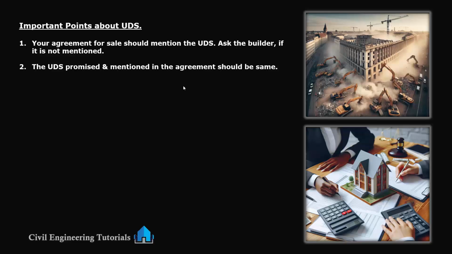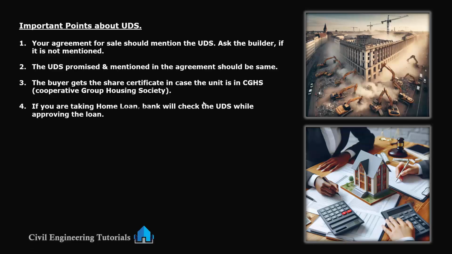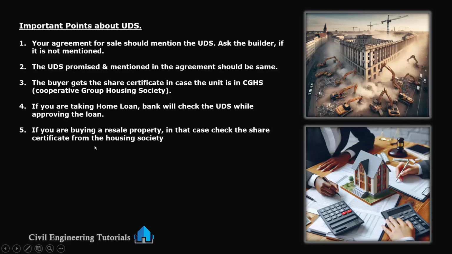Next, the buyer gets a share certificate in case the unit is in a CGHS, Cooperative Group Housing Society. If you are taking a home loan, the bank will check the UDS while approving the loan. If you are buying a resale property, check the share certificate from the housing society.